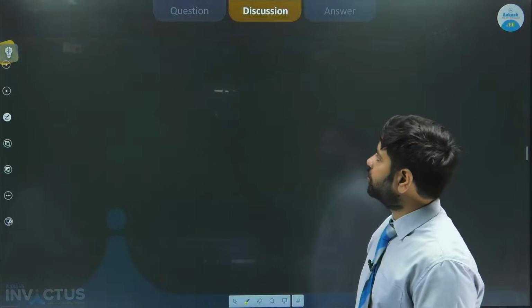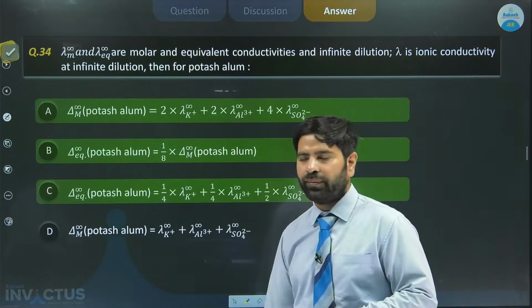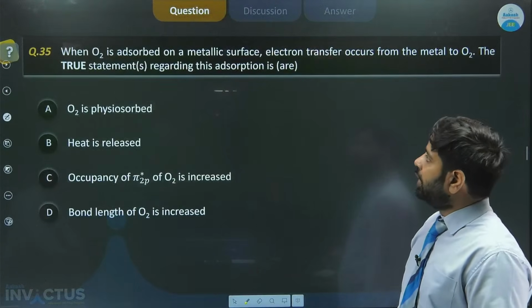Let's check the answer to this question. The options given, answers given are A, B, C. Let's move on to the next question.